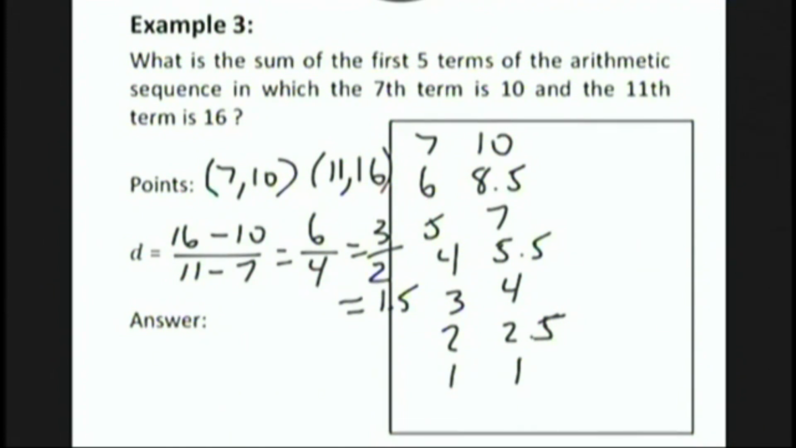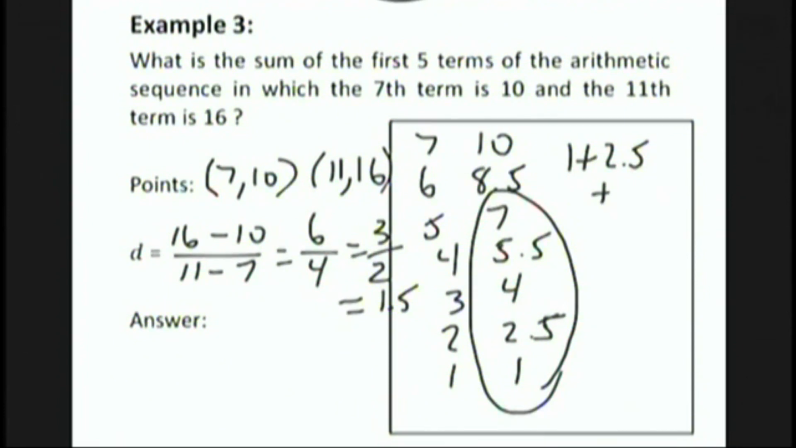So now we can just add up the first 5 terms to get, write it here, 1 plus 2.5 plus 4 plus 5.5 plus 7. Just do that in your calculator and you'll get an answer of 20.